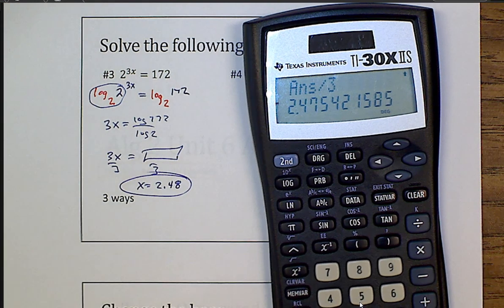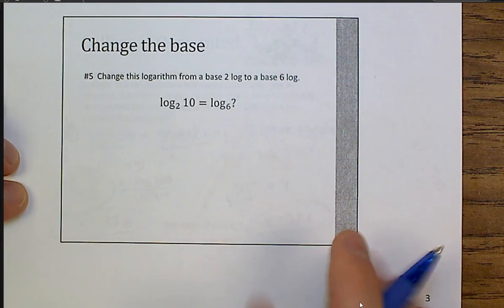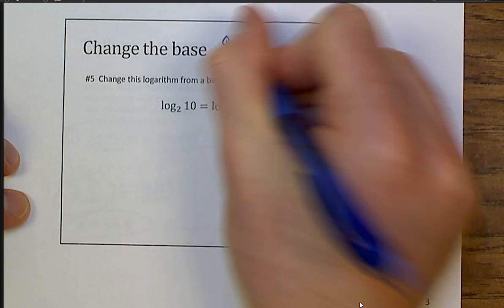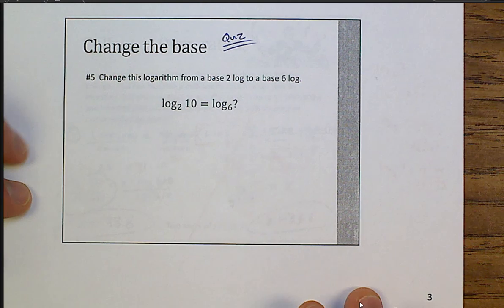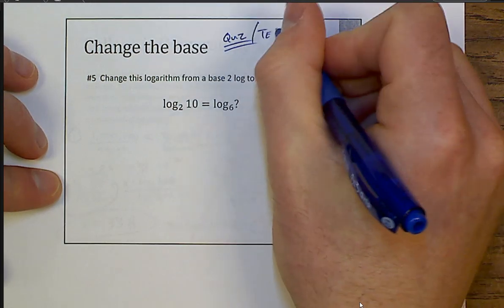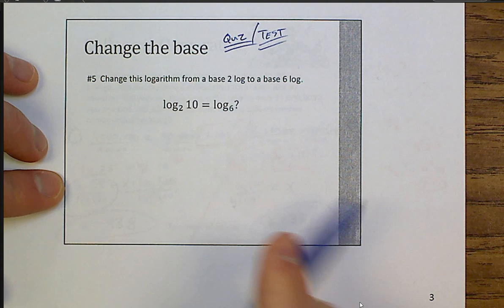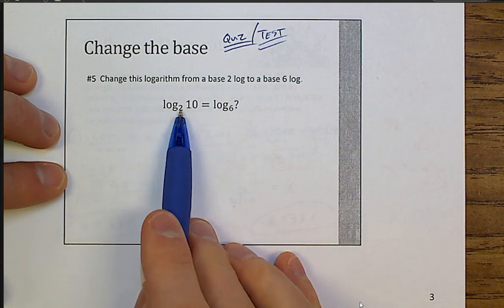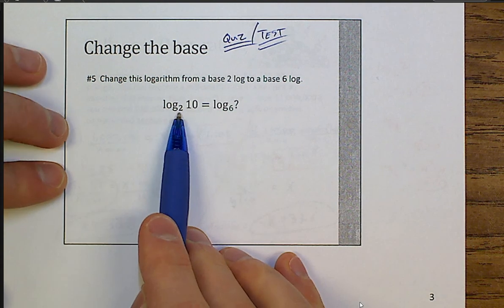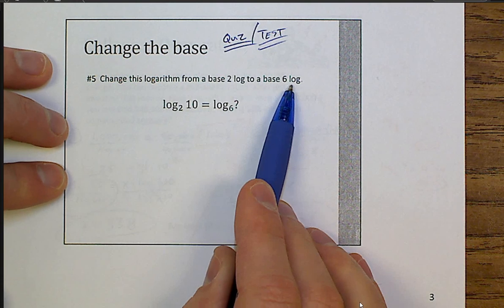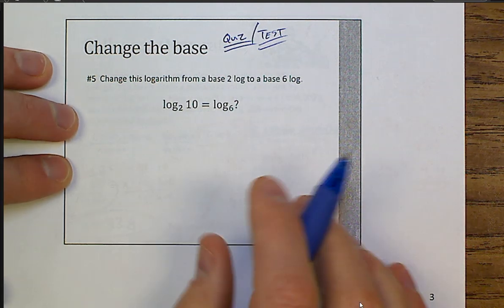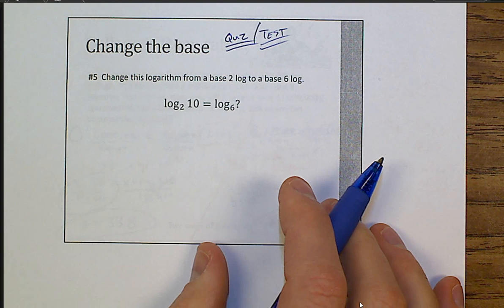Okay? Now, the very last question is a tough one. A lot of people get this wrong on a quiz or a test because we always sneak one on there. So I want to make sure you pay attention to this one. Quiz, test, yes. Okay. Change this logarithm from a base of 2 to a base of 6. Okay? So, a little different here in how we would do this.